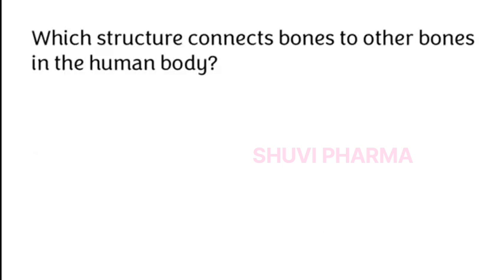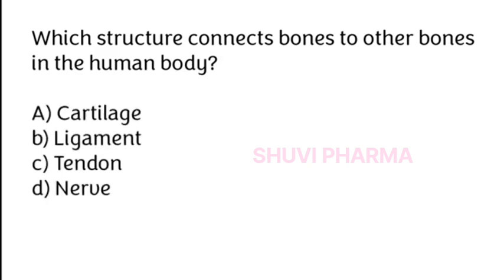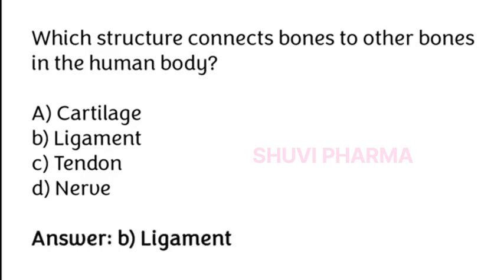Which structure connects bones to other bones in the human body? Cartilage, ligament, tendon, nerve. The correct answer is option B. Ligament connects bone to other bone in the human body.